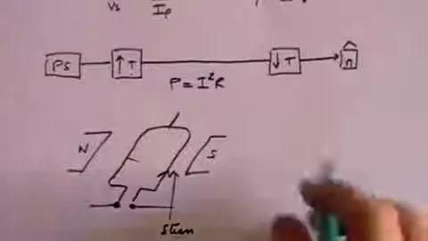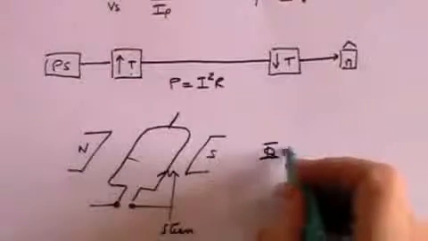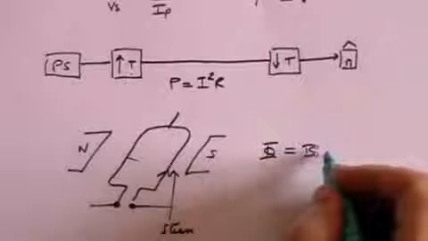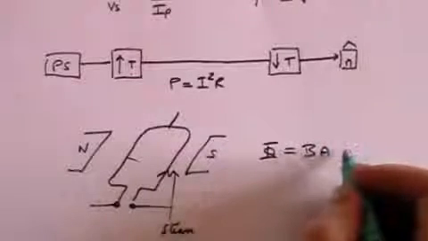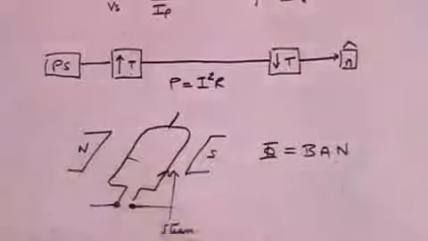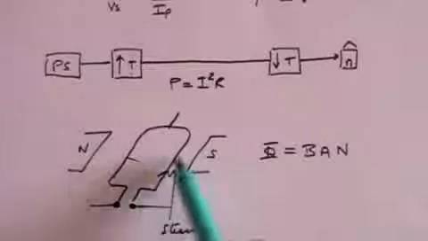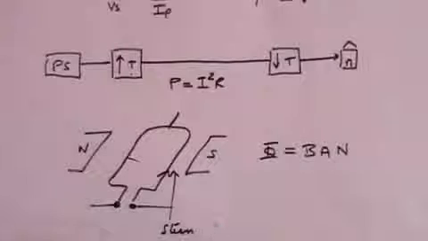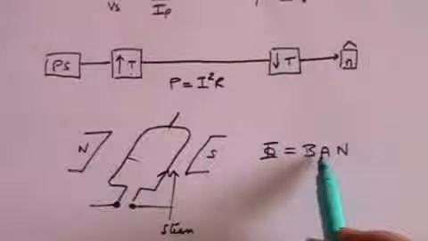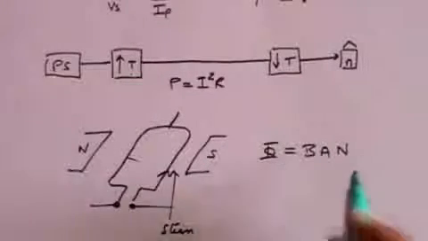Now we must remember that the flux is equal to the strength of the magnetic field times the area times the number of coils. Usually in a generator you have more than one coil, you might have several. The critical thing is, what is the area?